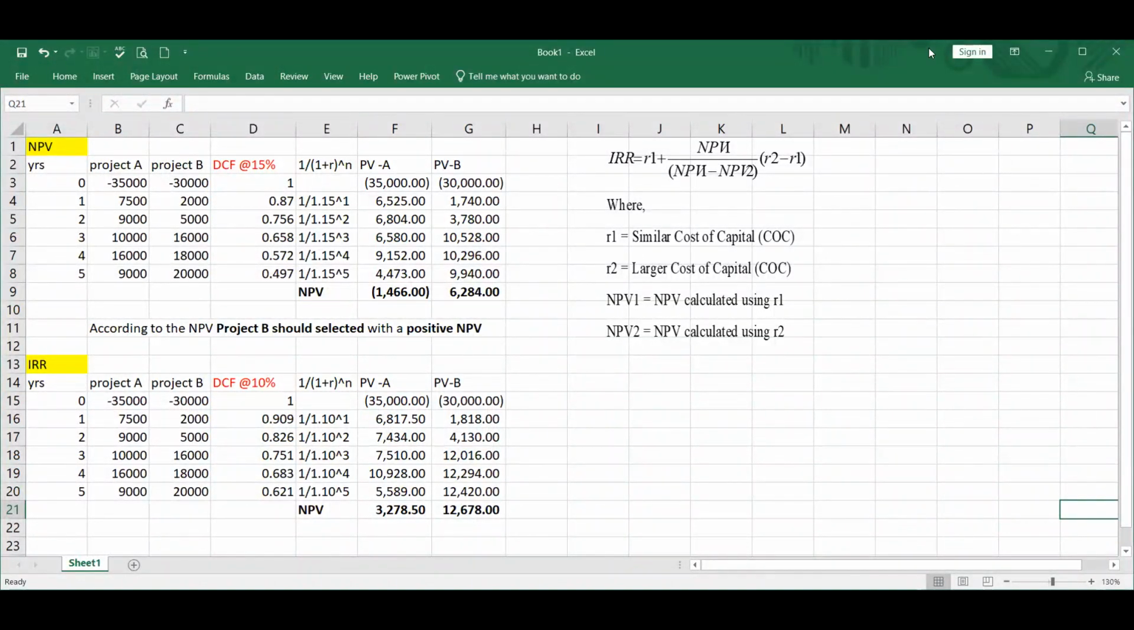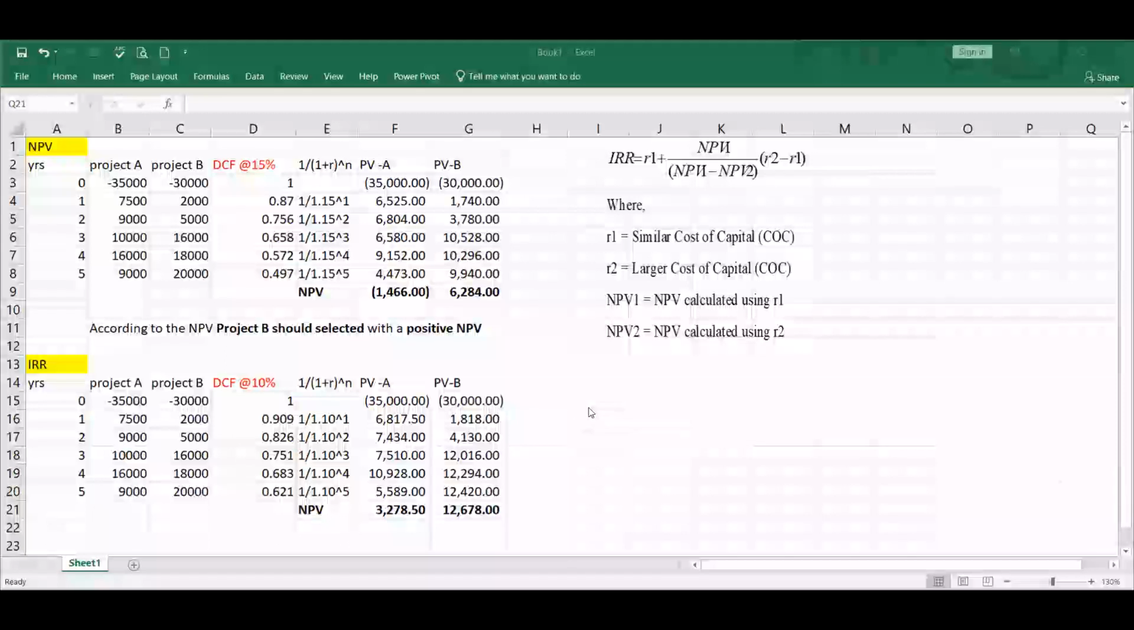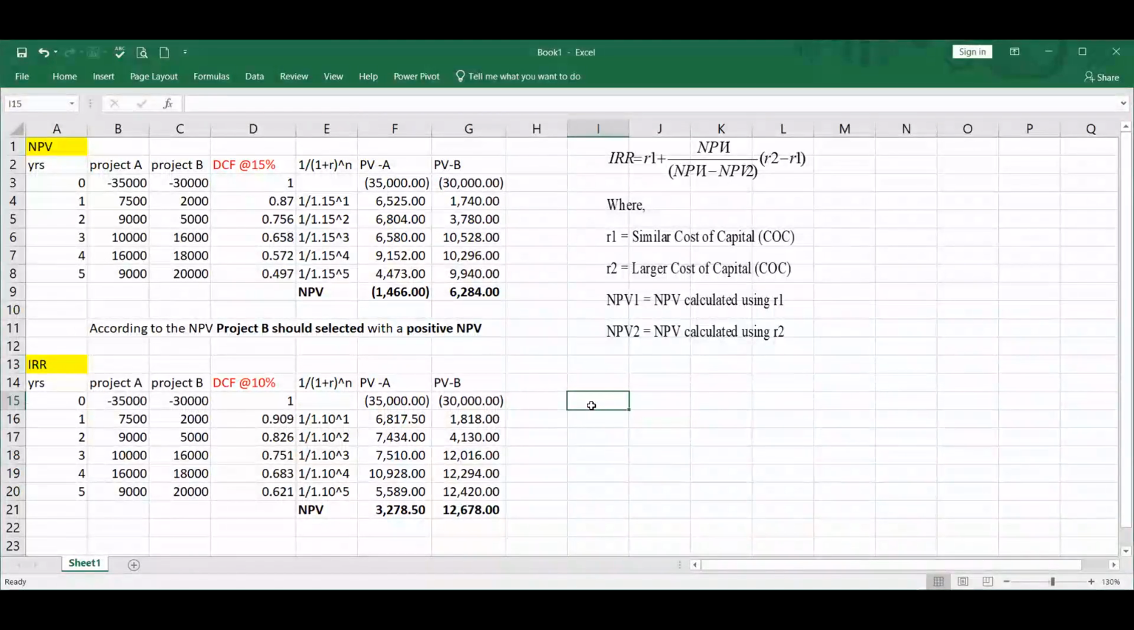Did you calculate the figures? Shall I move on to the IRR? ළමයි calculate කරලා ඉවරයිද? Yes, madam. So now we are going to find the IRR of project A.